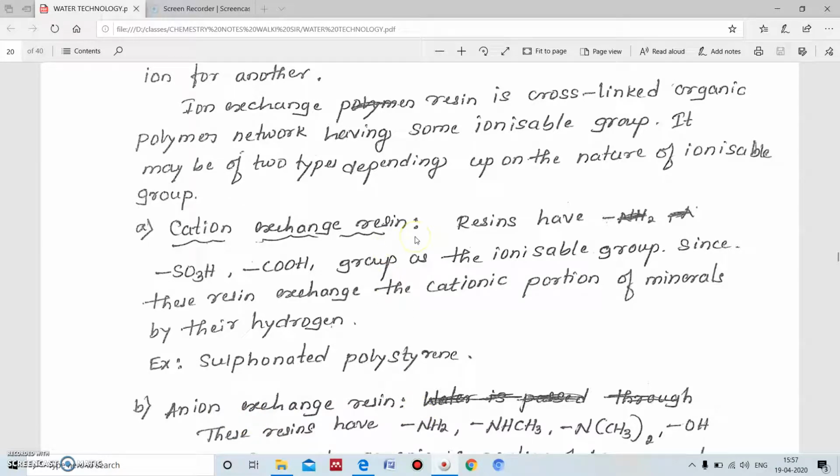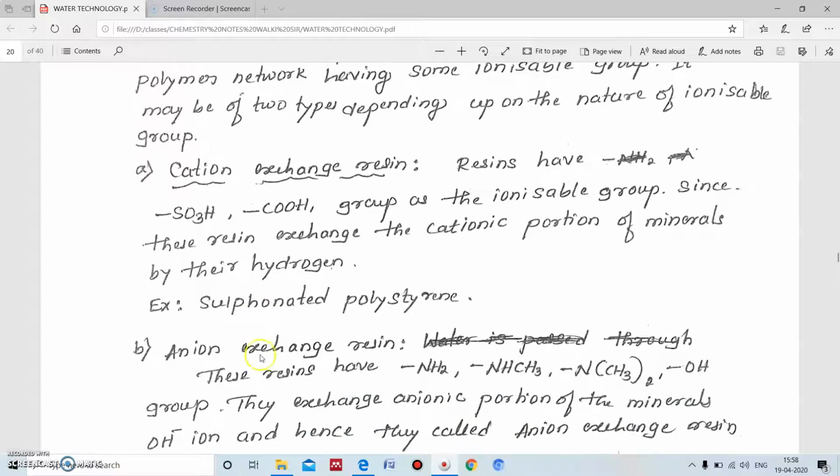The cation exchange resin is a polymer network which has ionizable groups like SO3H and COOH. They ionize and give the H+ ion, and this H+ ion is exchanged with cations present in the water, like calcium and magnesium. An example of a cation exchange resin is sulfonated polystyrene.